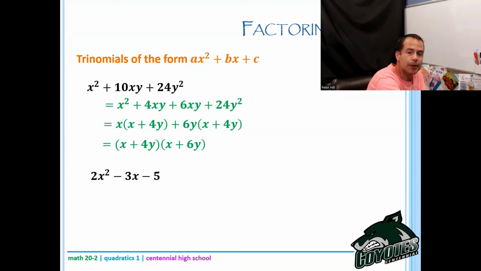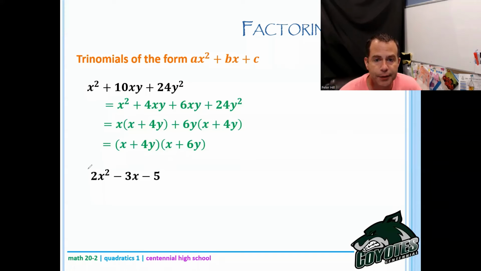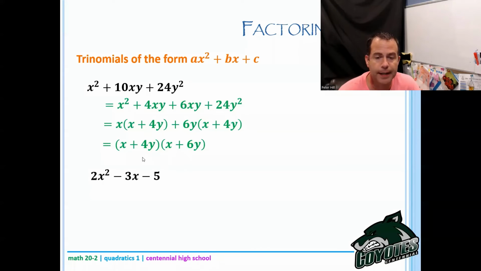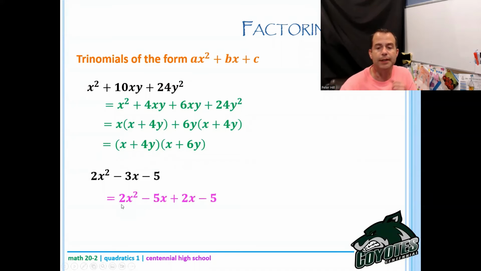The next one on this slide, 2x squared minus 3x minus 5. I'm looking for two numbers that multiply together to give me negative 10. Remember, you have to multiply the outsides together. So 2 times negative 5 is negative 10, and add together to give me negative 3. That would be negative 5 and positive 2. So I break my negative 3x down into negative 5x with a positive 2x.